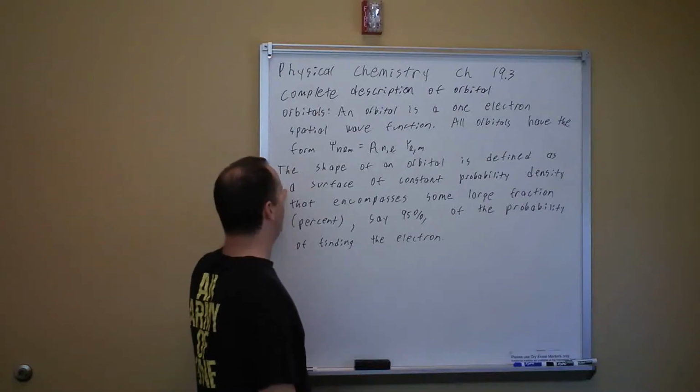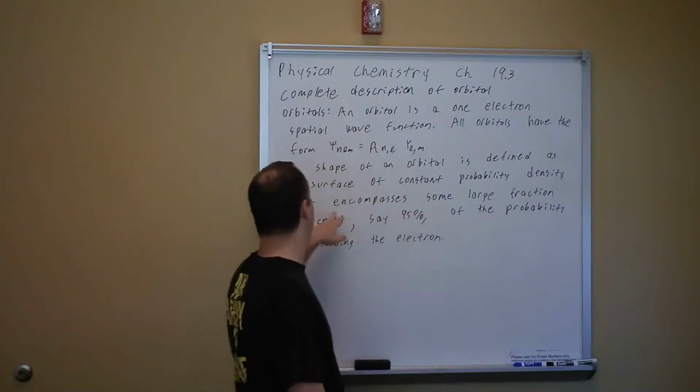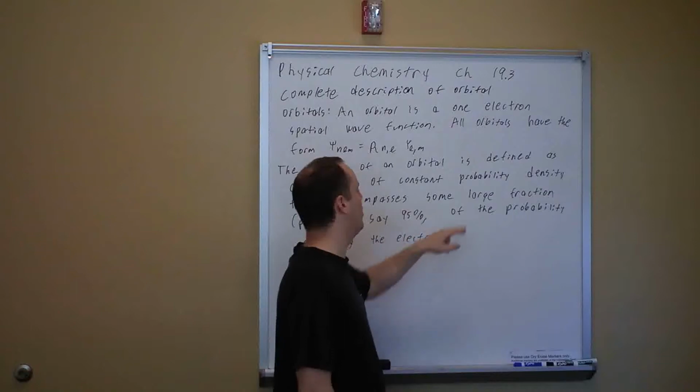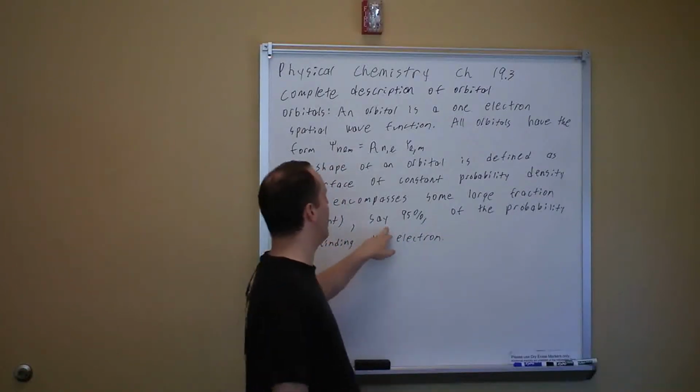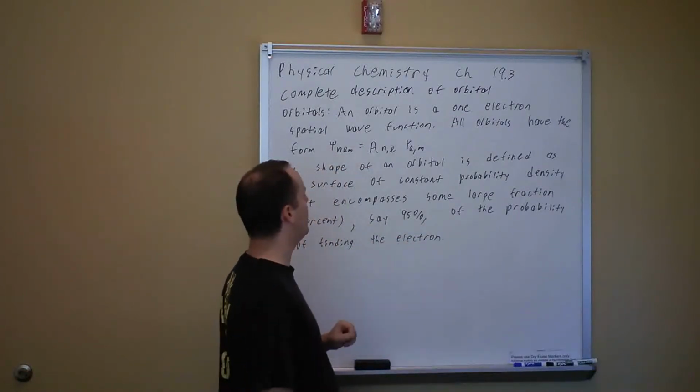Now the shape of an orbital is defined as a surface of constant probability density that encompasses some large fraction of percent, say 95%, of the probability of finding an electron.